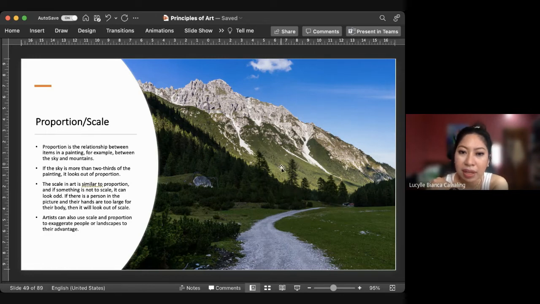Scale naman is about the size. So, for example, the mountain is big, but it's not the same size as the road. So when you say proportion, it's when you compare it to another, while scale is more about the size of the object itself.